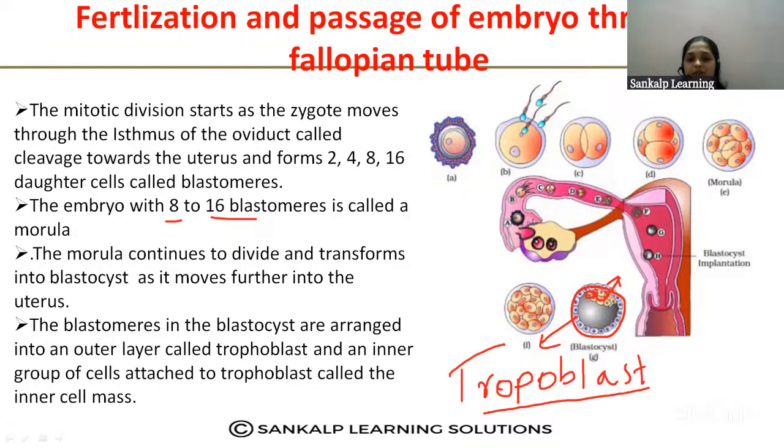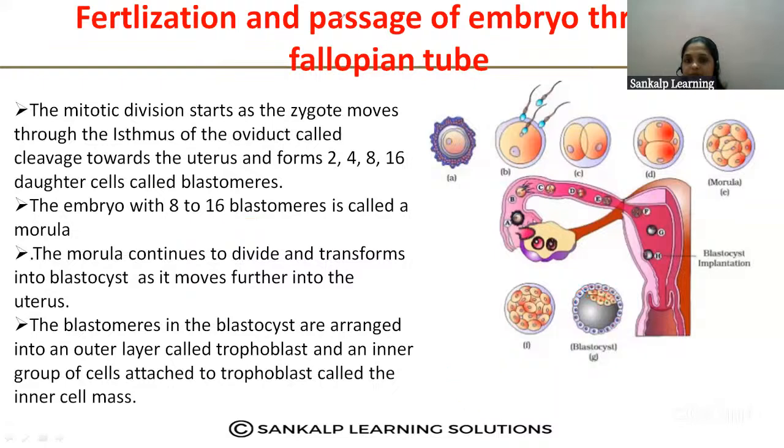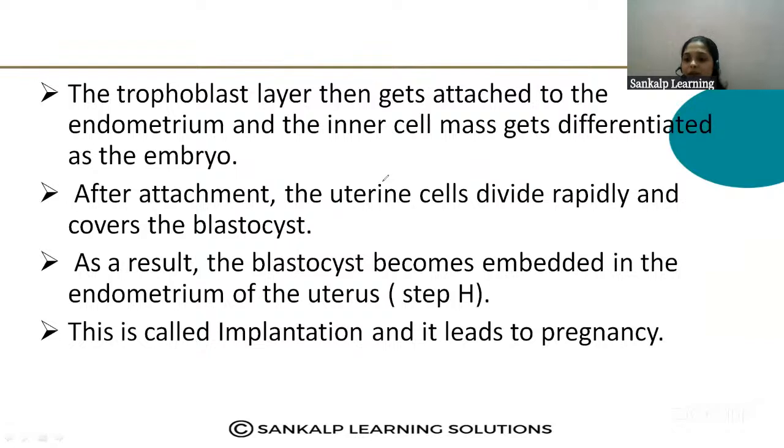So after the blastocyst stage, here you can observe the implantation of this blastocyst. So what is implantation? Can you write the definition of implantation? Where does it occur? Where does the implantation occur? Then implantation occurs at which layer of the uterus? Endometrium or myometrium or perimetrium? In which part of the uterus does implantation occur?